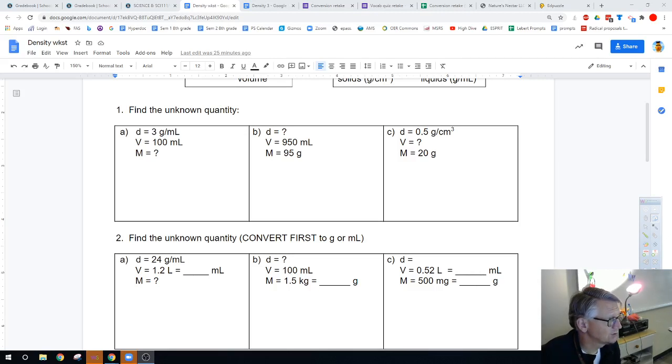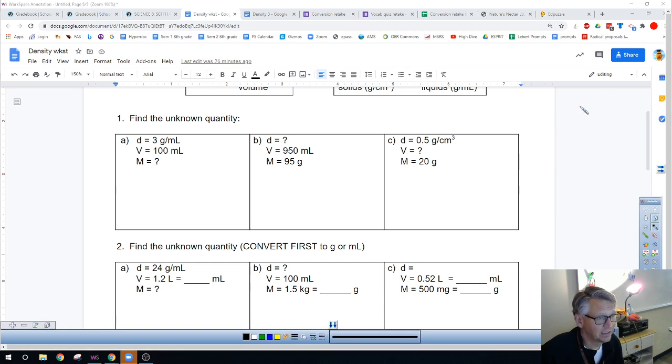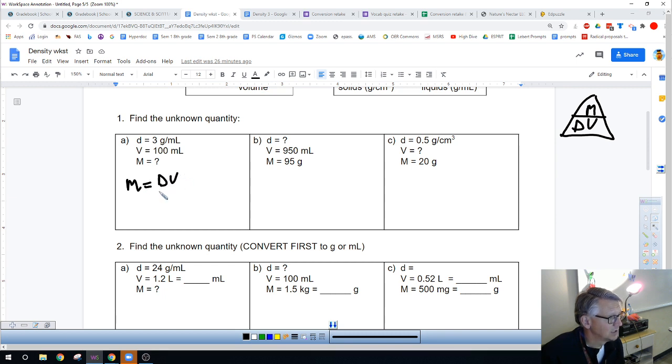Okay, this is the answers to the density worksheet, and I am going to go through this quickly since it's a video. If you need to go back and look over anything, you're more than welcome to. Once again, the density is equal to mass divided by volume, our little triangle. So if we're solving for mass, mass is density times volume. So mass is equal to density times volume. So that's 3 times 100 gives us 300. And the mass will be labeled in grams.